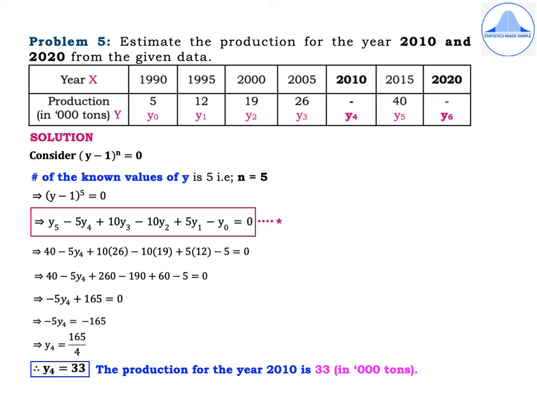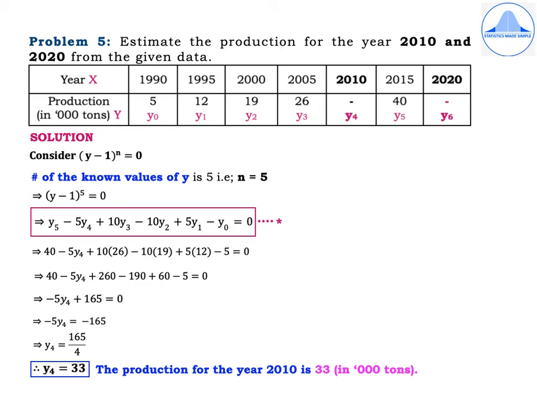Solution. Consider Y minus 1 to the power n equal to 0. Number of known values of Y is 5, that is n equal to 5, which implies Y minus 1 to the power 5 equal to 0. So using the same concept like I explained in problem 4, we get the equation as y5 minus 5y4 plus 10y3 minus 10y2 plus 5y1 minus y0 equal to 0. Call it equation star.